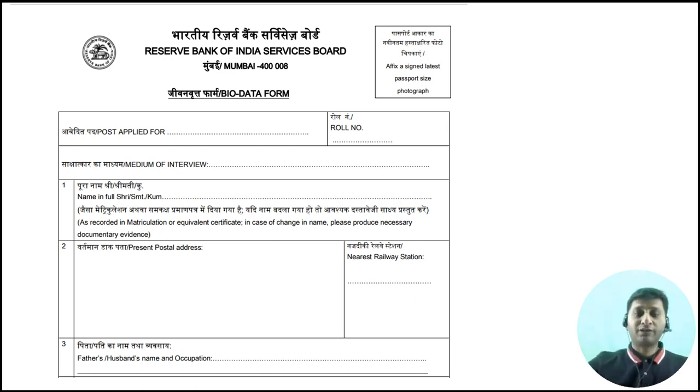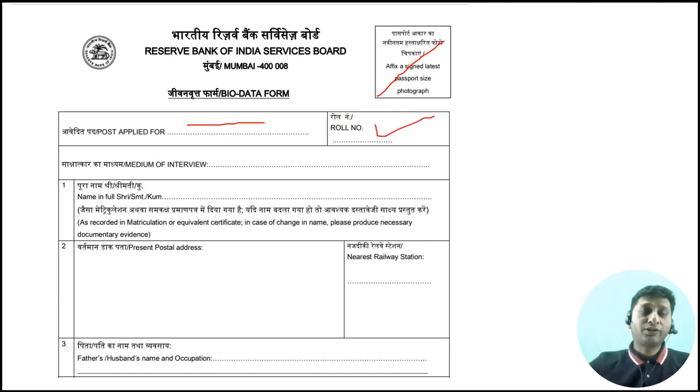So when you start with filling of this biodata form, the first thing that you need to do is to affix your passport size photo. Please affix the latest passport size photograph which actually matches your personality right now, and sign across the photo. And then here you have to mention the post you have applied for. Say you have applied for Grade B General, then write Grade B General. If it is anything else, please write the post of that name which was mentioned in the advertisement or the notification itself. Here you would have to mention your roll number.